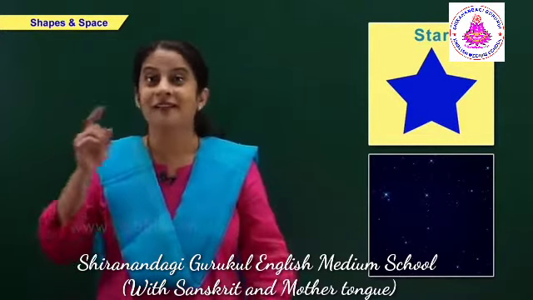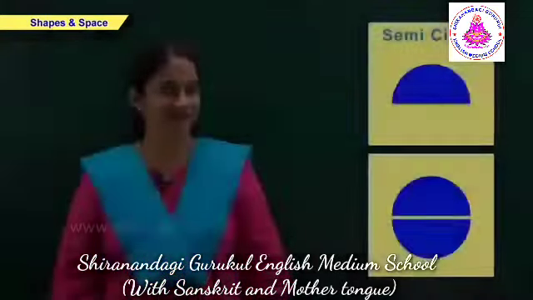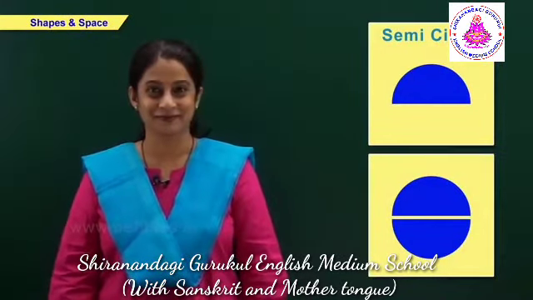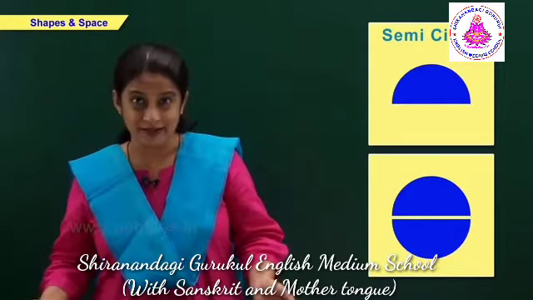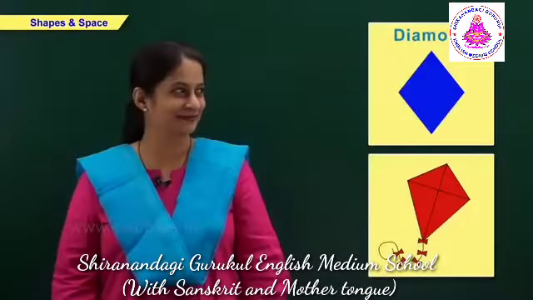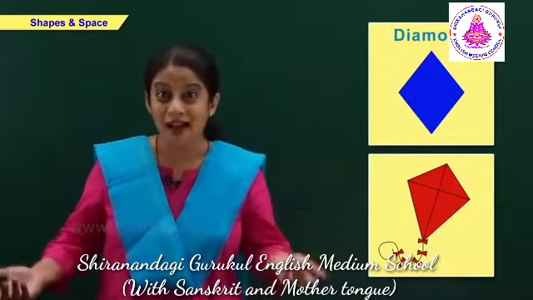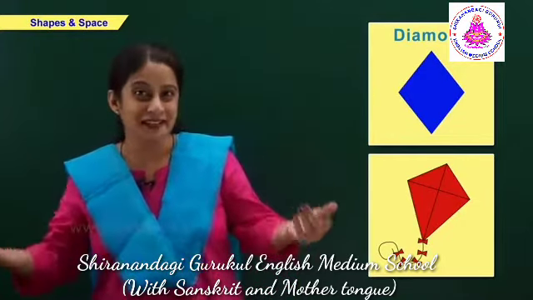Star. There are many stars in the sky. Semicircle. Two semicircles make a circle. Diamond. The shape of this kite is like a diamond.